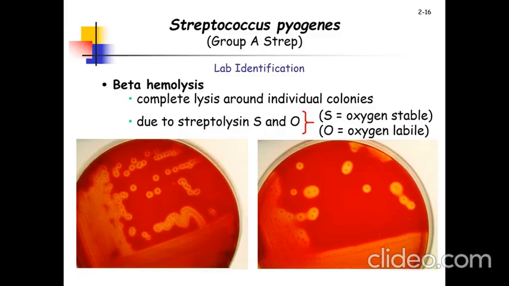S is the oxygen stable version of it, and I remember S for stable, oxygen stable, and O is the oxygen labile form of it. So we have these two different streptolysins, and these enzymes work in combination to clear out the red blood cells. So that is why you get such a strong hemolysis in there.